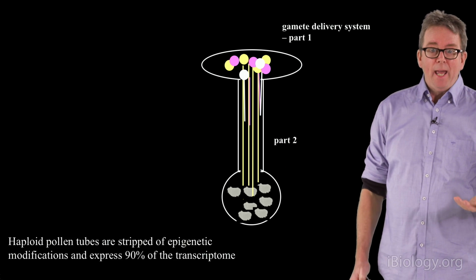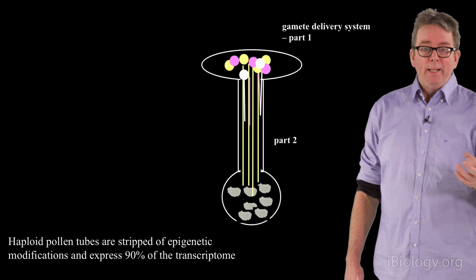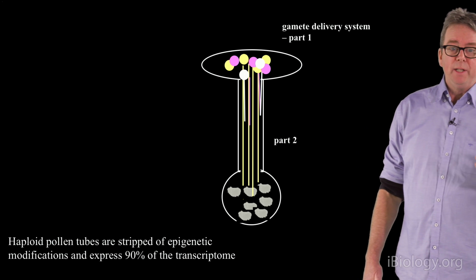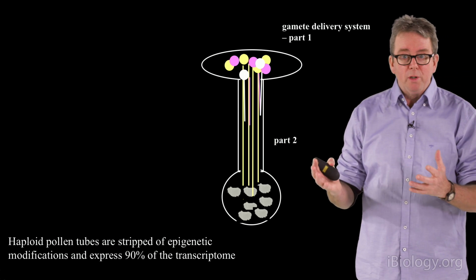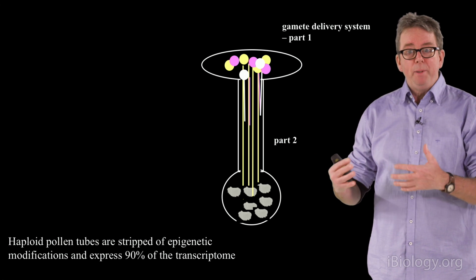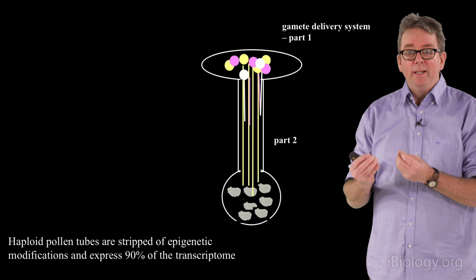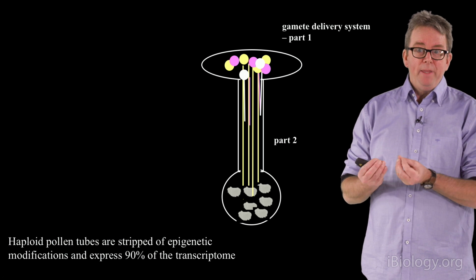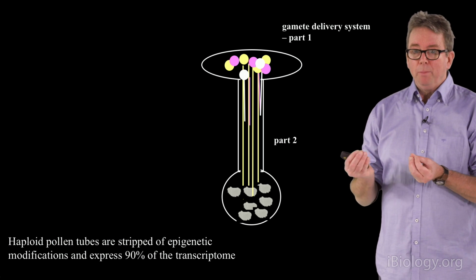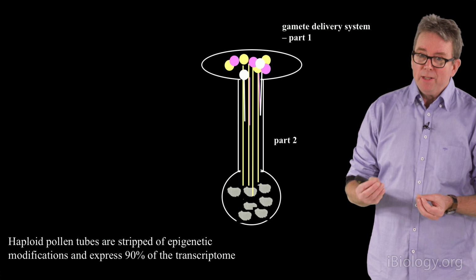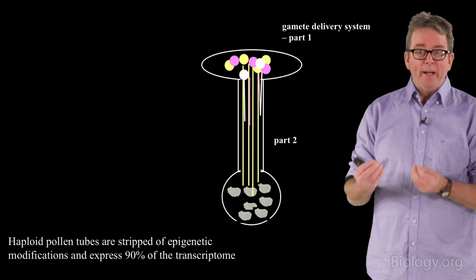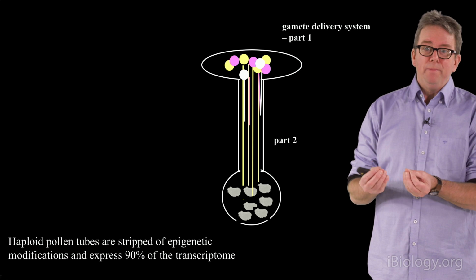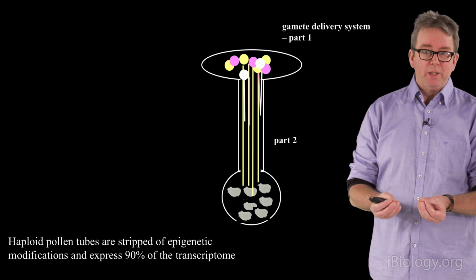It's haploid, and that haploid pollen tube is stripped of all its epigenetic modifications and expresses over 90% of the transcriptome of the genome of a potential mate before fertilization. And this means that a female plant has the ability to get an unvarnished analysis of the heritable genetic quality of a mate before committing to a fertilization.